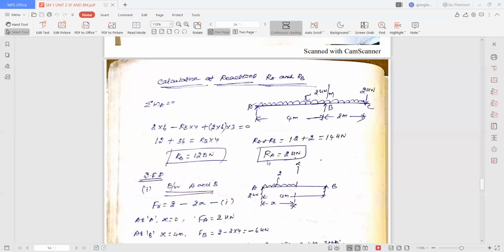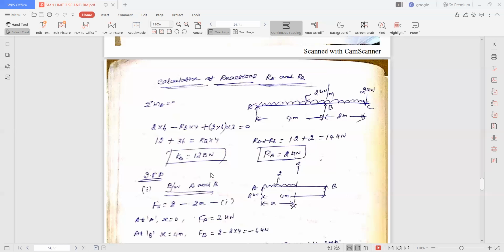So RB you found. Next you have to find RA. Further you can use the equation that RA plus RB, the upward force, will be equal to the downward force. Downward force is what? 2 into 6, the point load acting at the center, since we converted the UDL to a point load at the center. So 2 into 6 is 12. Then another load is acting downward, 2. So RA plus RB equals 12 plus 2, so RA plus RB equals 14. You know RB value is 12, so 14 minus 12, RA value is 2. Therefore RA will be 2 kilonewton and RB will be 12 kilonewton.